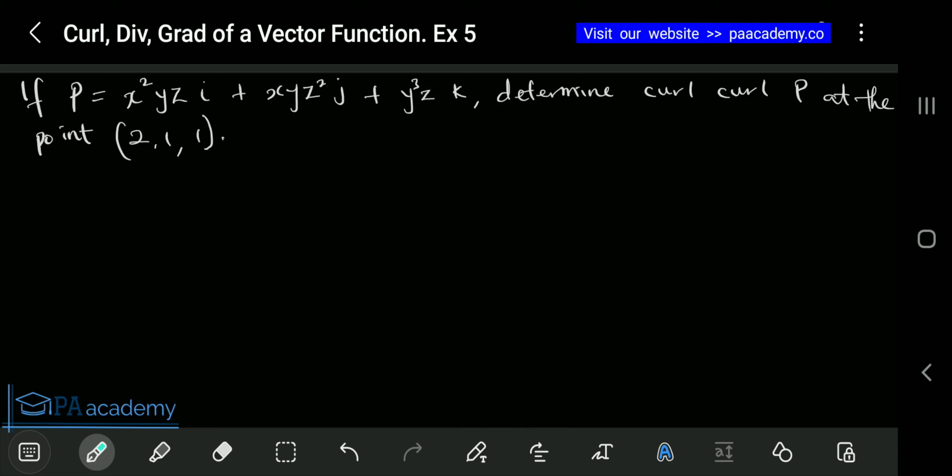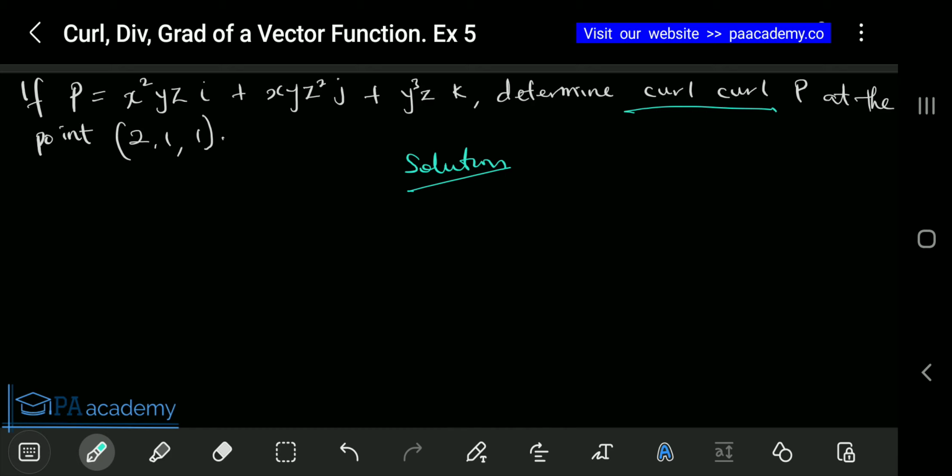Now this is another typical example on curl. It says if P is equal to x squared yz i plus xyz squared j plus y cubed z k, we are asked to determine the curl of the curl of P at (2, 1, 1).